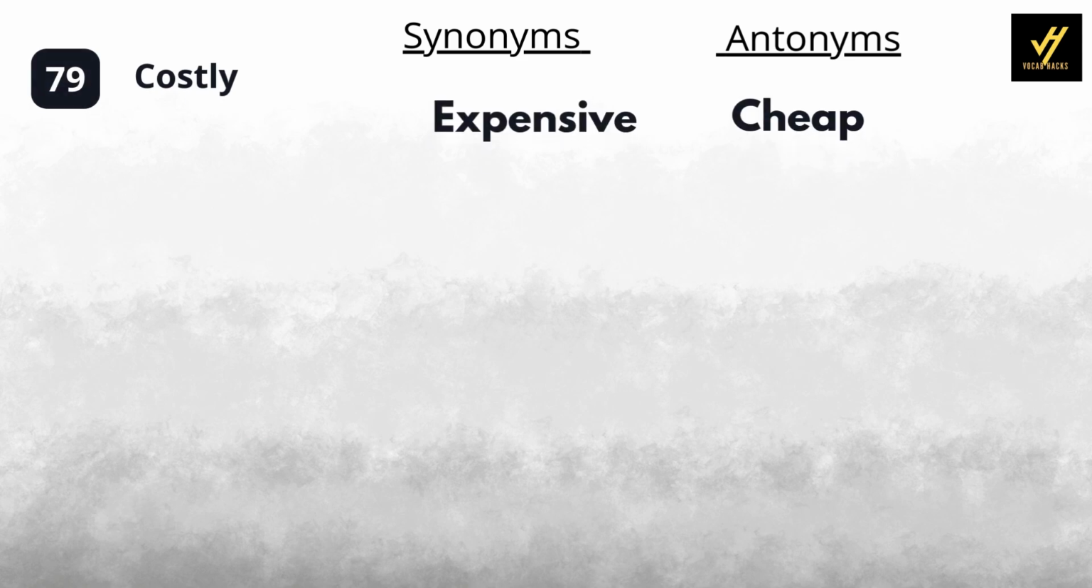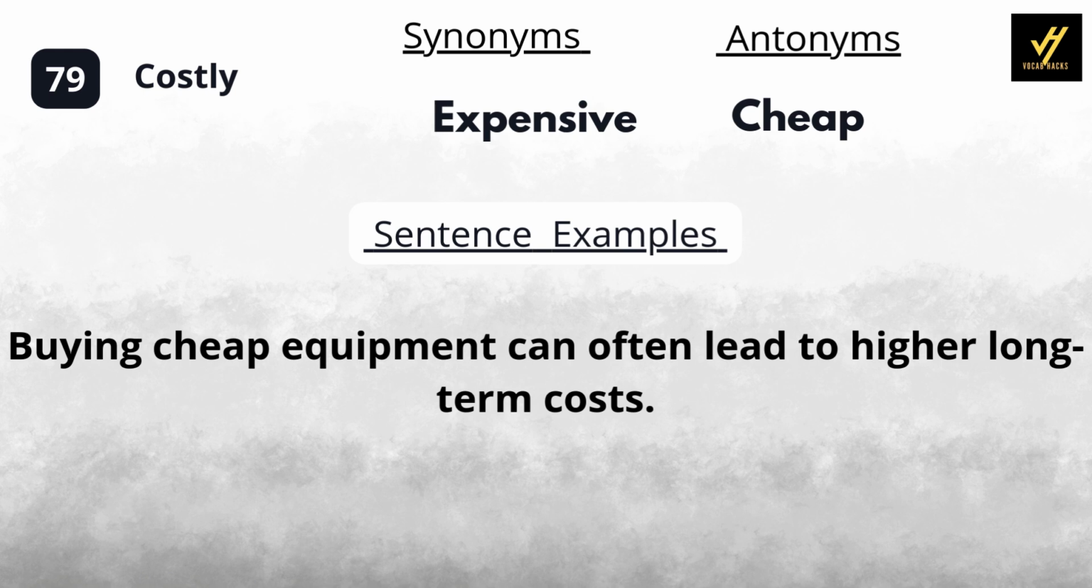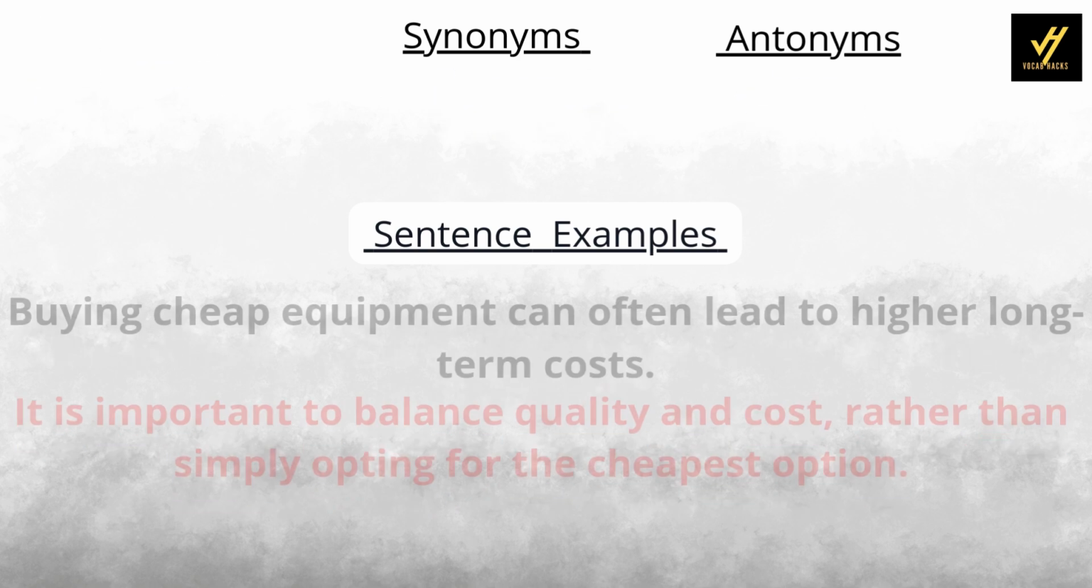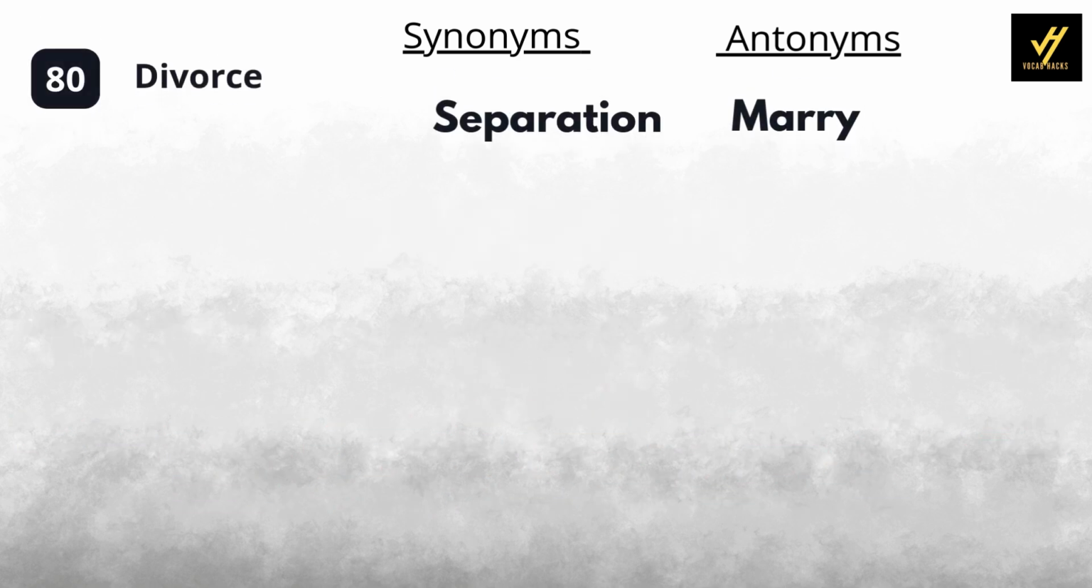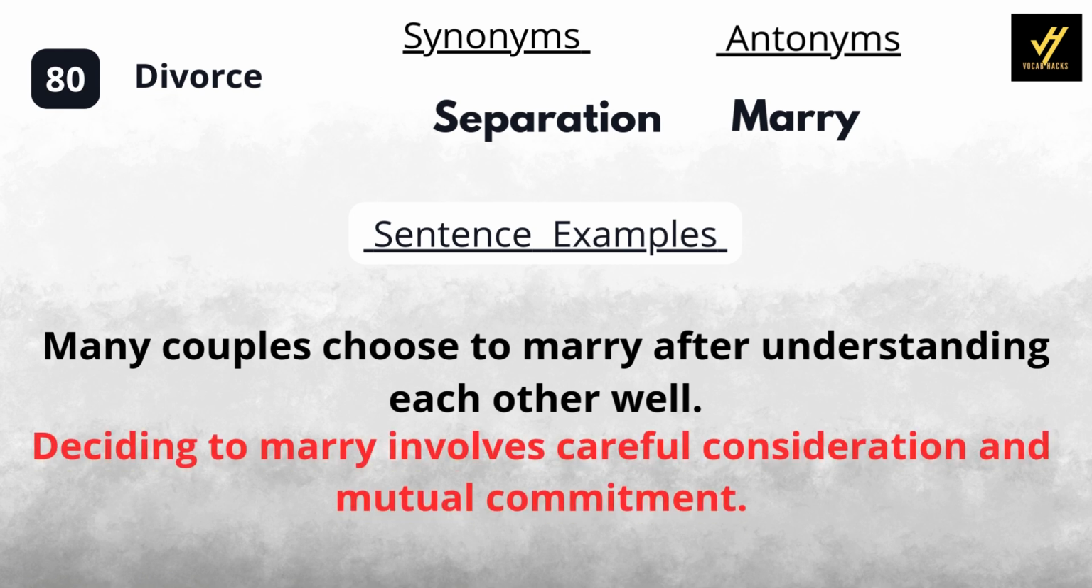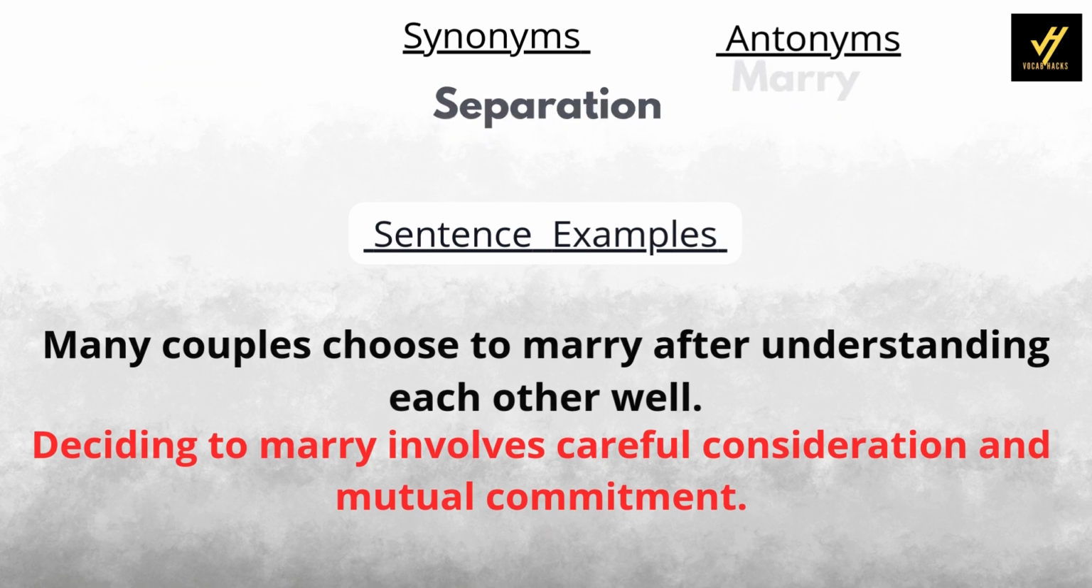Costly, expensive, cheap. Buying cheap equipment can often lead to higher long-term costs. It is important to balance quality and cost, rather than simply opting for the cheapest option. Divorce, separation, marry. Many couples choose to marry after understanding each other well. Deciding to marry involves careful consideration and mutual commitment.